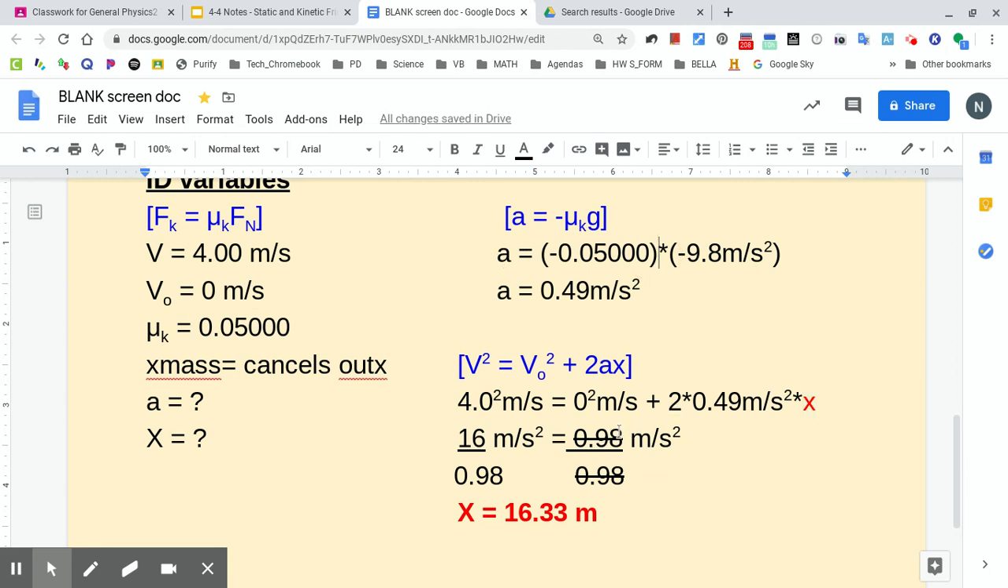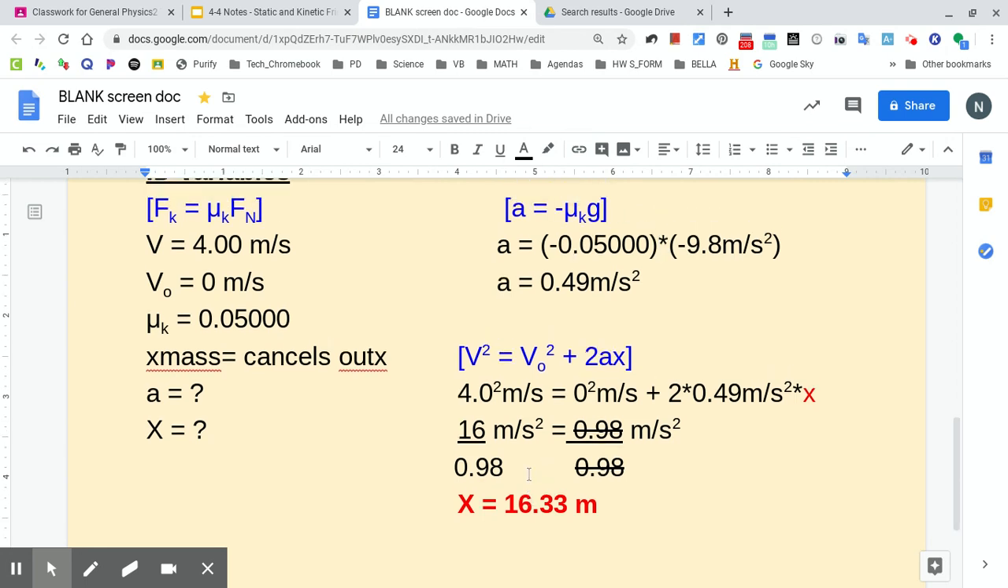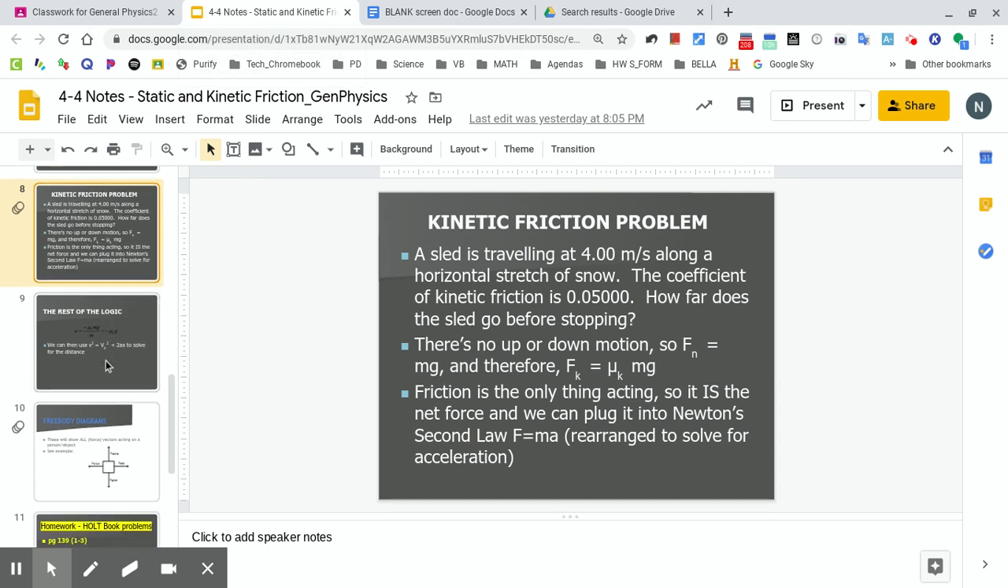As long as I did everything correctly, we squared the 4, that got 16. Right here, that goes away. 2 times that was 0.98. And then we divide both sides, and you're left with, double check this, make sure I plug this in correctly, 16.33 meters is what you get for how far it goes till it stops. I will make sure to add a few slides in there showing the work so you can see that as well on the slides.